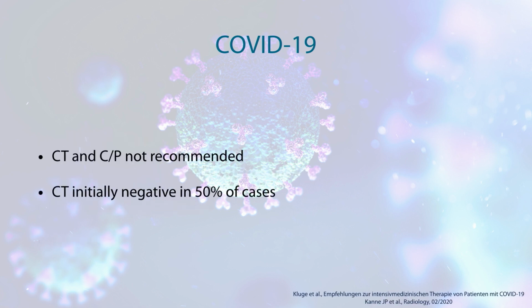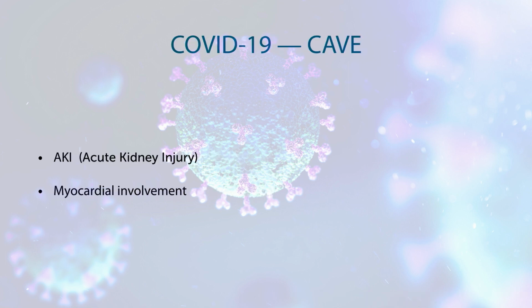When it comes to imaging, we already discussed that CT definitely can help to establish the diagnosis, but it's probably not the frontline or primary diagnostic tool that you should use. Chest X-ray probably doesn't add very much because it has a much lower sensitivity for detecting viral pneumonia than, for example, ultrasound. We have to be very careful in critically ill patients with COVID-19 about the kidney, so acute kidney injury, and also the myocardial involvement.